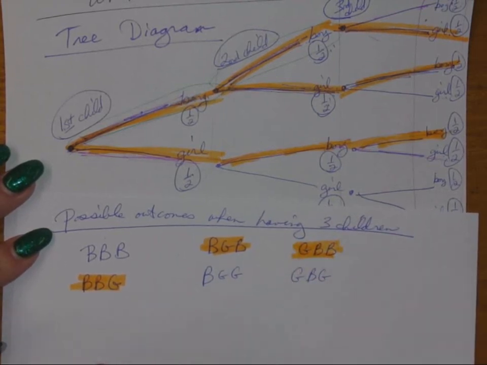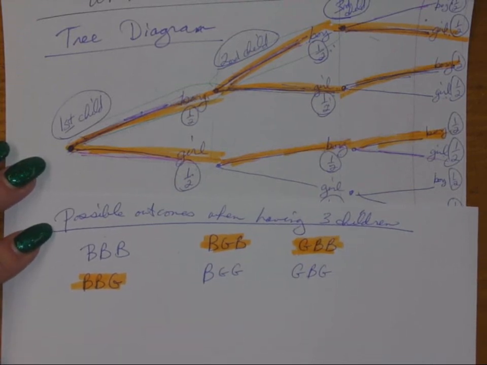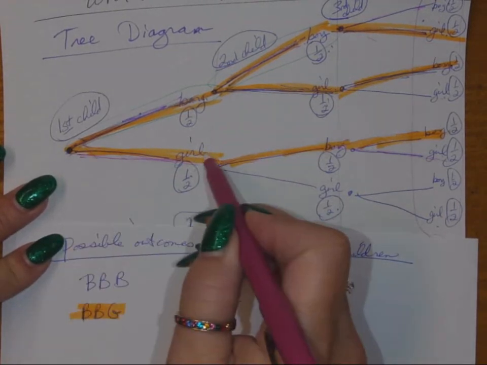2 boys and 1 girl, right? We don't care about the order. All right, so that happened. All right, and then the very last one, let's see these pathways. Let's see if you can do it real quick.